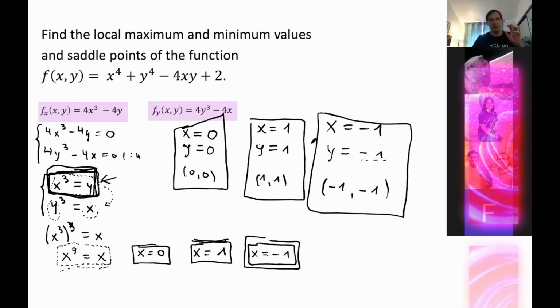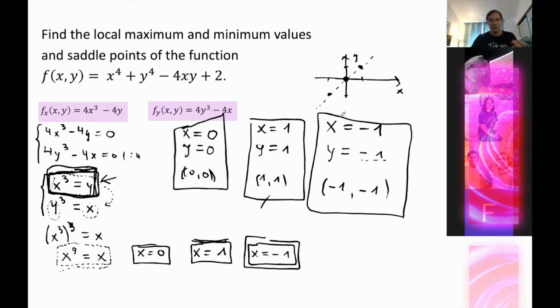So how many critical points do we have? 3, because one critical point is 0, 0. So let's draw them on the xy plane. This is the domain of this function, this is the x-axis, this is the y-axis, and one point is 0, 0. This is a critical point. Another one is 1, 1, and another one is -1, -1. All the 3 points lie on the straight line y equals x, but we have only 3 critical points.